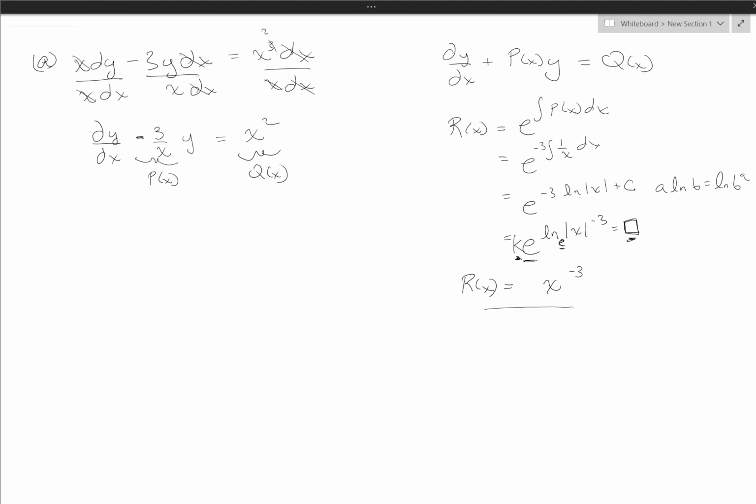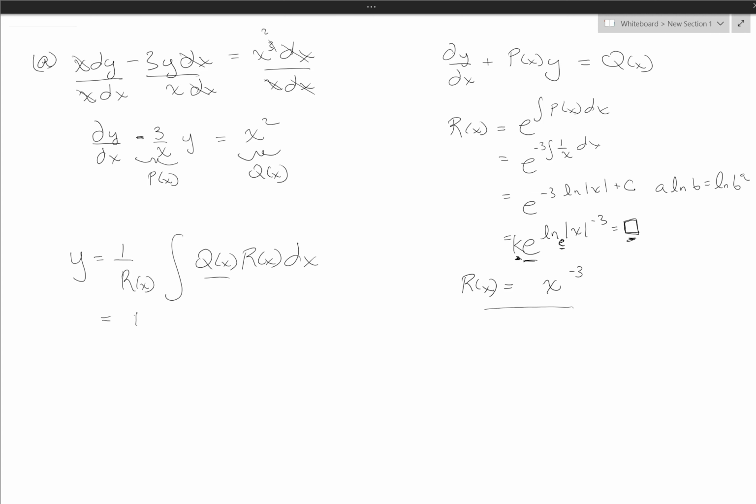This r(x) becomes x to the negative 3. And then we said, okay, we can jump straight to the solution. I'm going to use the solution equation. So it was y equals 1 over r(x), the integral of q(x) r(x) dx. Q comes from the problem. Q, we see, is x squared. So what do we have? We have that y equals 1 over r(x), which is x to the negative 3.